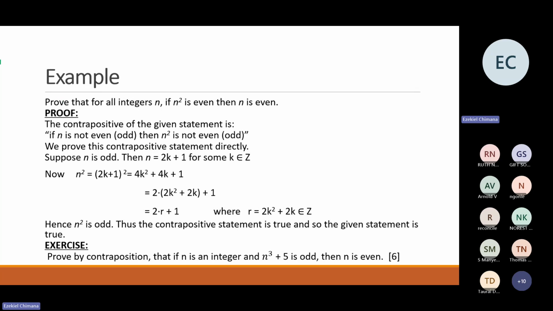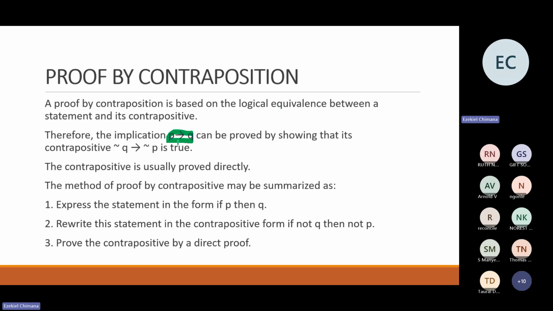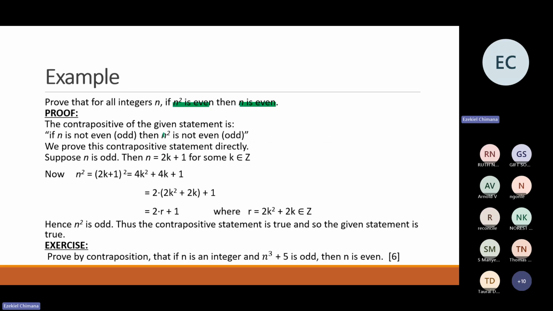So on the contrapositive of this statement, we are saying prove that for all integers n, if n squared is even, then n is even. We need to take the contrapositive first. So the contrapositive says if n is not even, then n squared is not even. That's the contrapositive. You negate this, and you interchange them. Remember, the contrapositive of P implies Q: you negate and interchange, so the negation of Q implies the negation of P. That's what we are doing here.